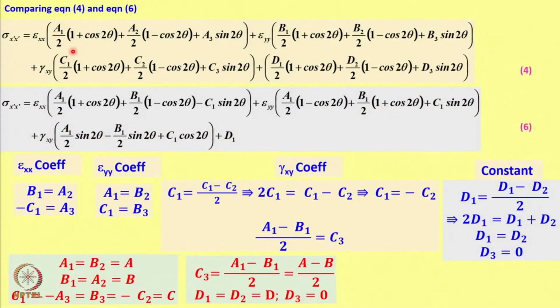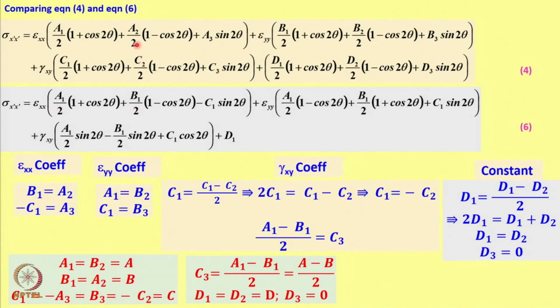I had gotten by substituting sigma xx prime, and I have gotten epsilon, substituting epsilon x prime. Both are same, the left hand side is same. So the right hand side coefficients I can compare. If I compare the right hand side coefficients, what am I going to get? If I compare the epsilon xx coefficients, I get a1 same.